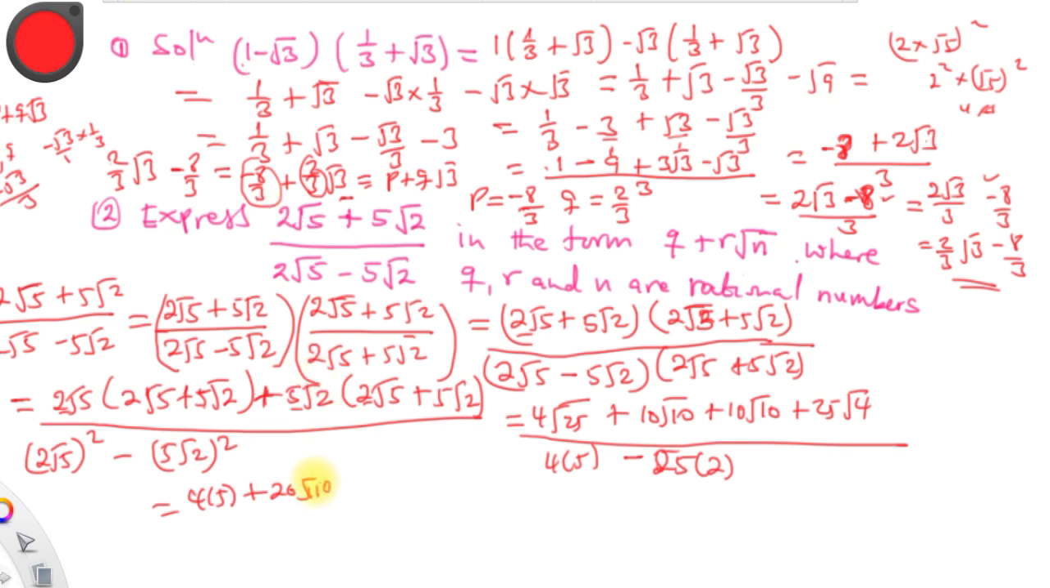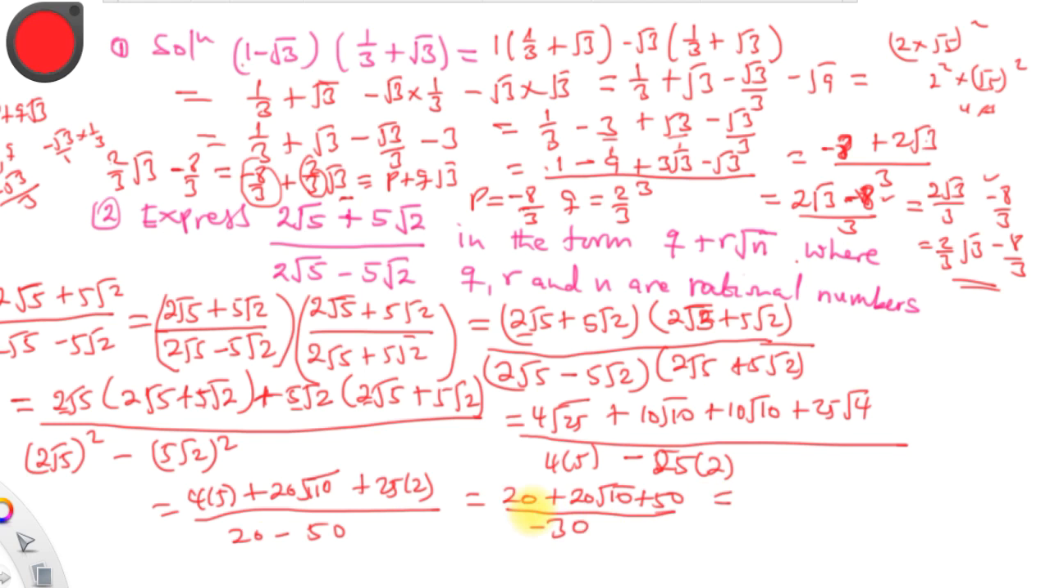We get 20 root 10. And then we have 25 times root 4, which is 2. Plus 25 times 2, all over 20 minus 25 times 2, which is 50. So this is equal to 4 times 5, which is 20, plus 20 root 10, and then 25 times 2 is 50. So plus 50, all over 20 minus 50, which is negative 30. All over negative 30.